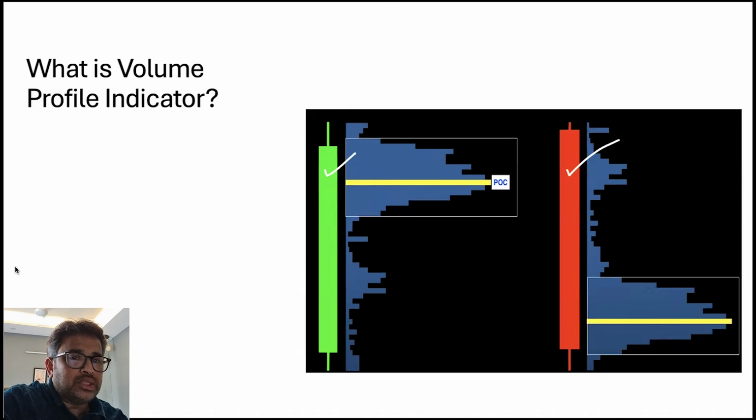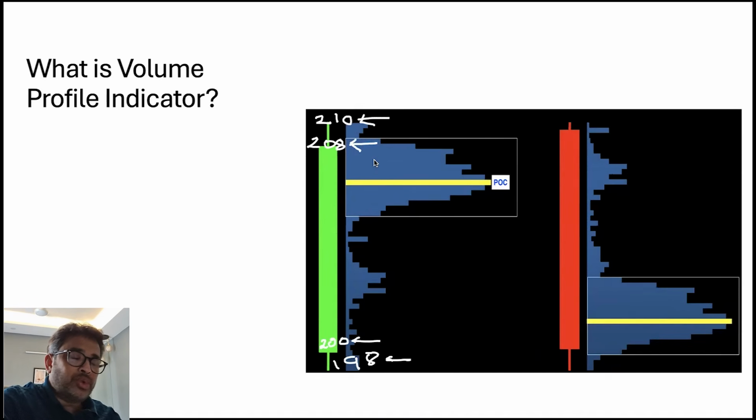So what you can see on the chart is that assume this candle opened at 200 rupees, it made a low of 198 and a high of say 210, and it closed at 208. Suppose a stock opened at 200, made a low of 198, made a high of 210, and at the end it closed at 208.